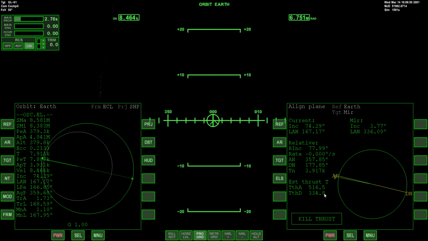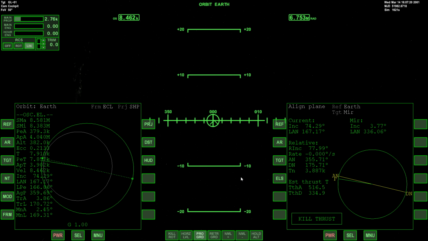I'm doing a prograde burn, making our orbit more elliptical, and as a result, it's telling me that if I were to cut my engines now, and coast around over here to this side of our orbit where the descending node is, it's going to take 334.9 seconds to align our orbital plane with Mirror, compared to 516.5 seconds at the ascending node. So you can quickly see by changing the shape of your orbit, you can directly impact the amount of fuel and time it's going to take to align your orbital plane with a target.